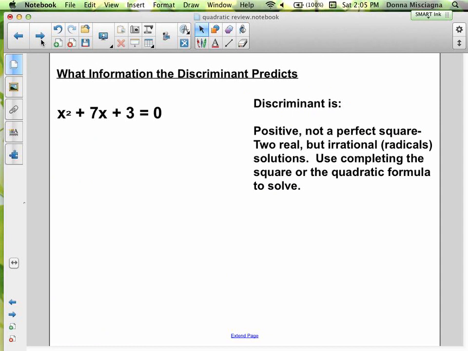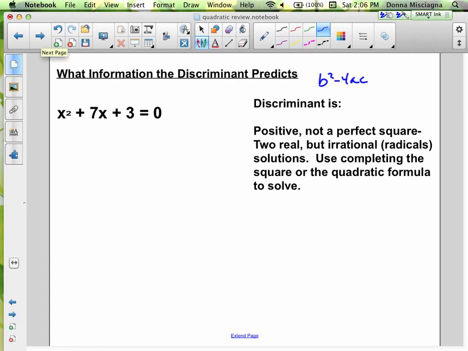So the discriminant, remember, is b squared minus 4ac. Our a is 1, our b is 7, our c is 3. So that's going to be 7 squared minus 4 times 1 times 3. It's going to be 49 minus 12, which is 37. It's positive, so we're going to have two real solutions, but it's not a perfect square, so we're going to have radicals.